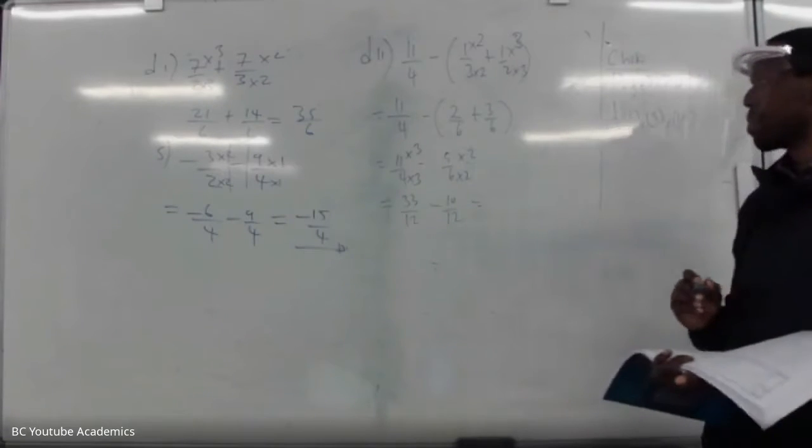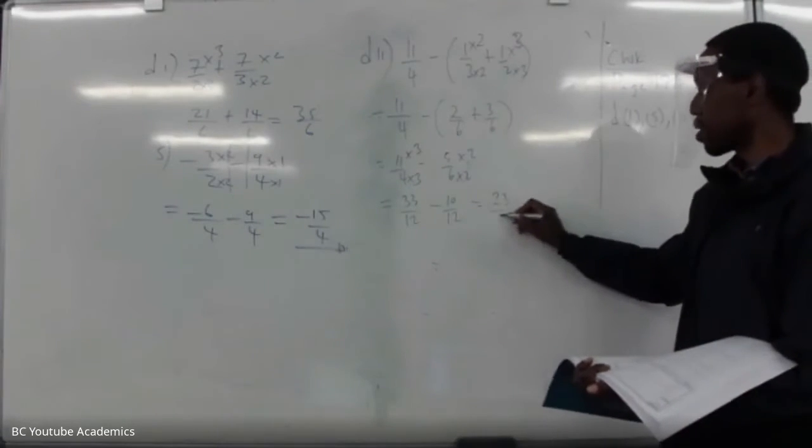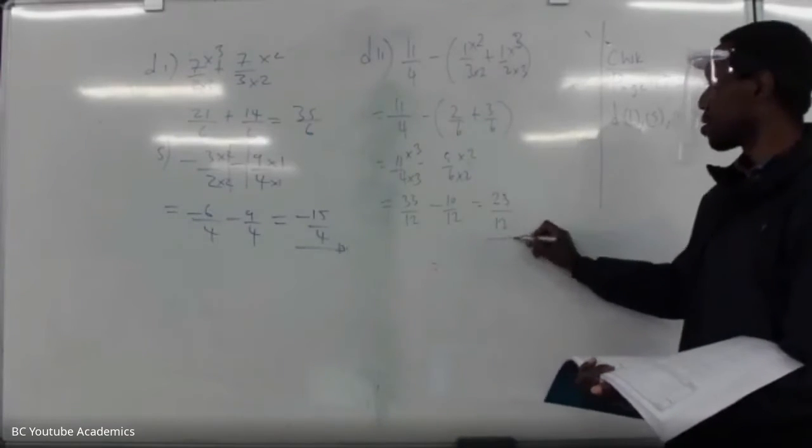Perfect, and then that's easy. That's 23 over 12. 23 over 12, done. Okay, that's our final answer.